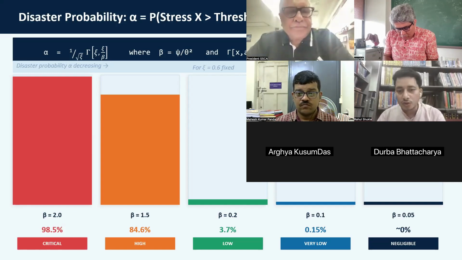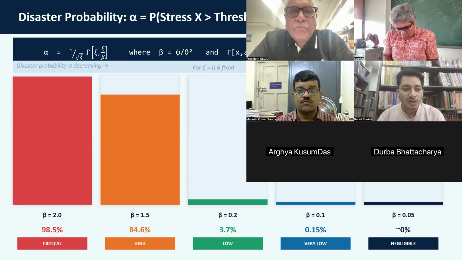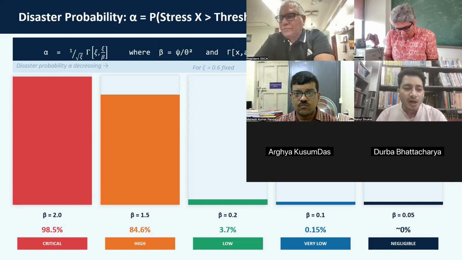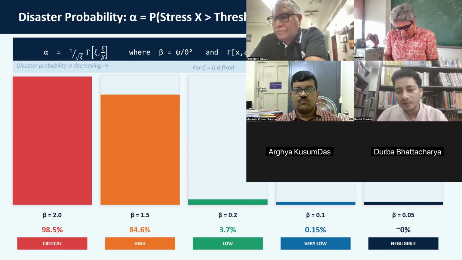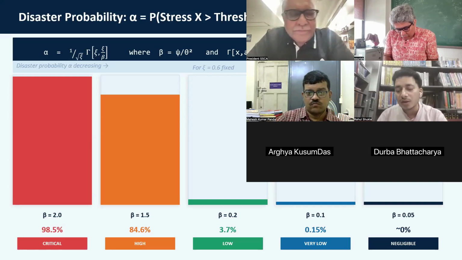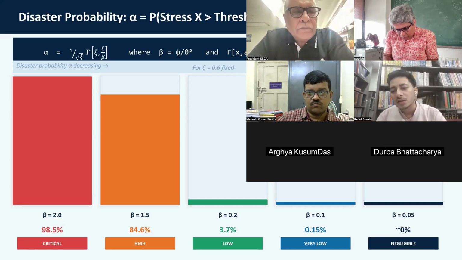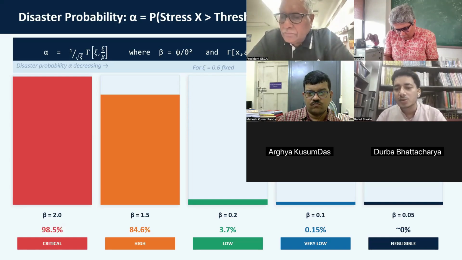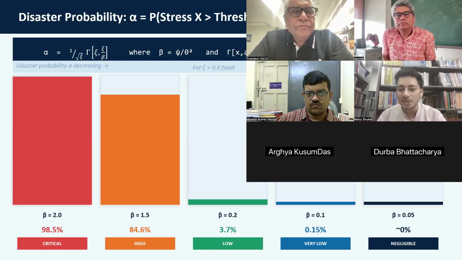Here the colors show the critical situation. As we see, at beta equal to 2.0, the probability of failure is 0.98, which in percentage is 98.5. And as we lower the beta values, for example, if we take beta equal to 0.1 for our model, the probability of failure will decrease drastically and comes to only 0.015 probability, which is denoted here in percentage.